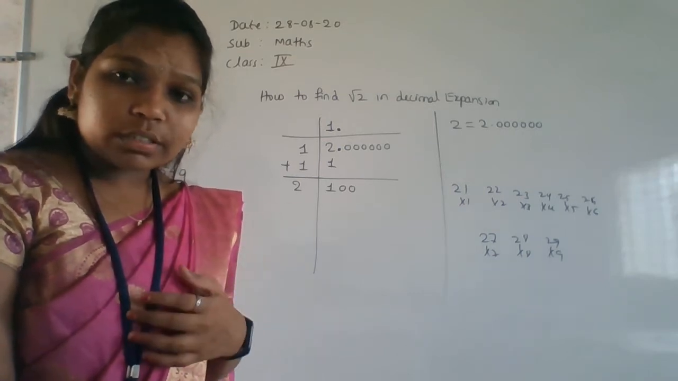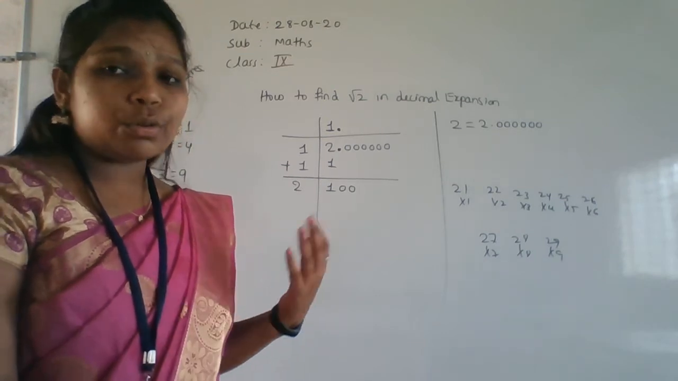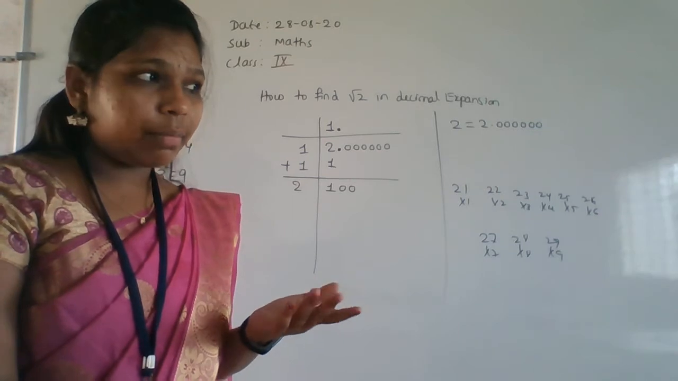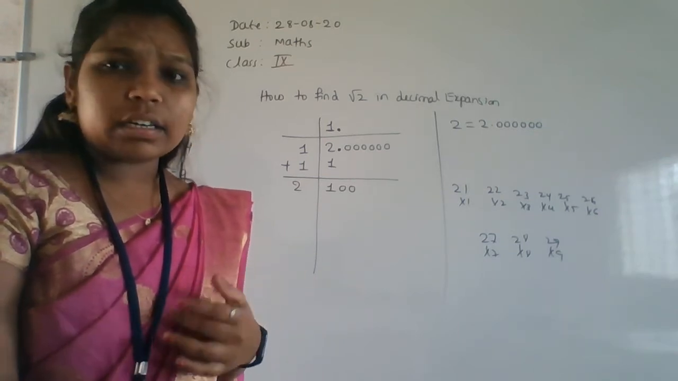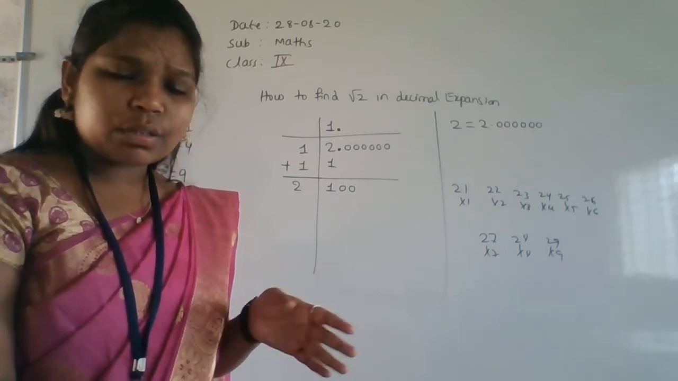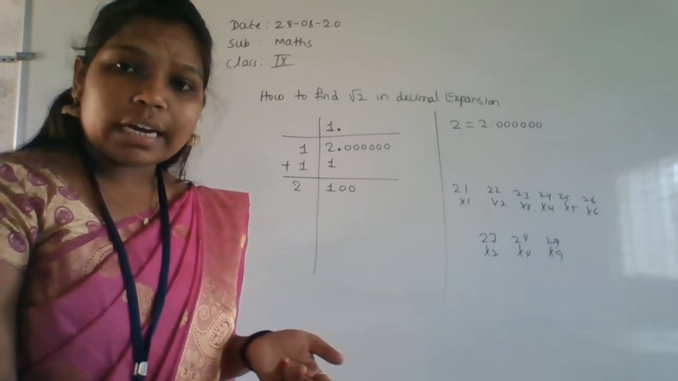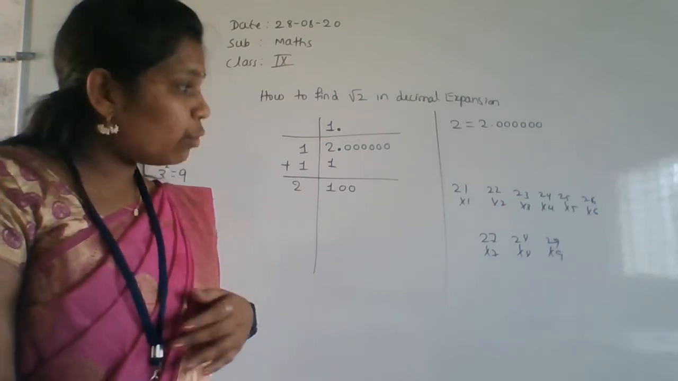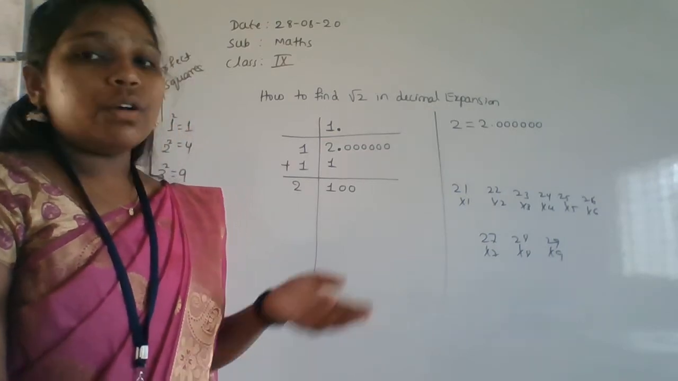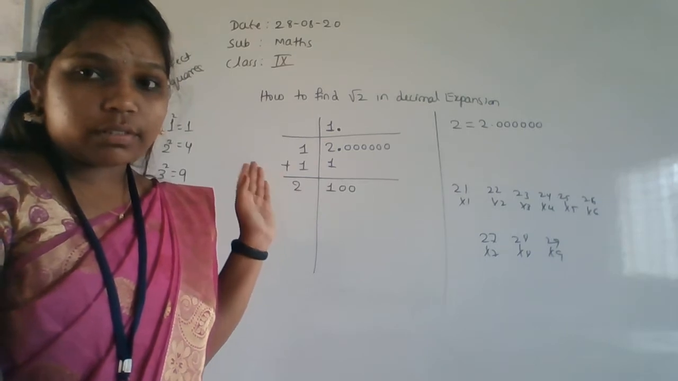Otherwise, how to do this one? We don't know the root 11 value, only the values of root 2, root 3, root 5 we can know. Starting maybe from 3 or 2, we know that irrational numbers in decimal expansion are standard values, so we know those, but we don't know all the values. So if we know the method, then we can do the problem. Okay, so this is finding root 2 here, so please concentrate here.